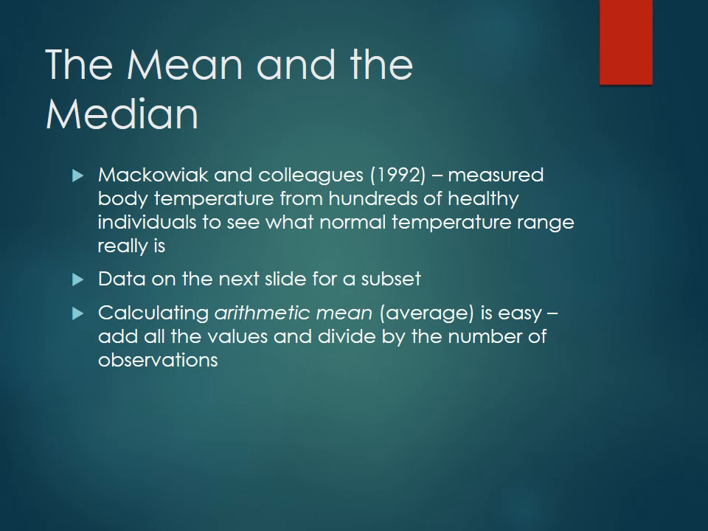The first thing we're going to be talking about, and a lot of the slides coming up, refer back to data from this 1992 study that we're looking at on body temperature. I'll reference back to that as we go forward. So, calculating the arithmetic mean, which again is just getting the average. You guys already know how to do that. You just add up all the values, divide by the total number of observations, and you get your average. Pretty easy.